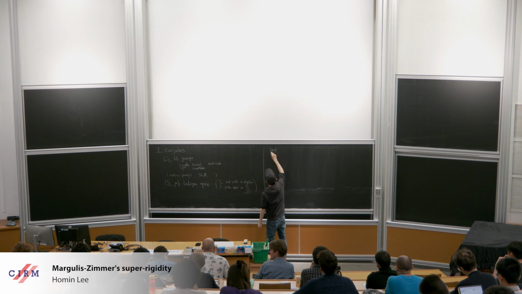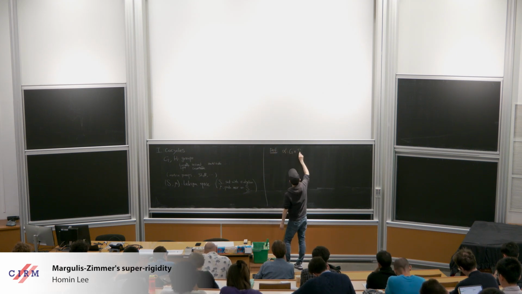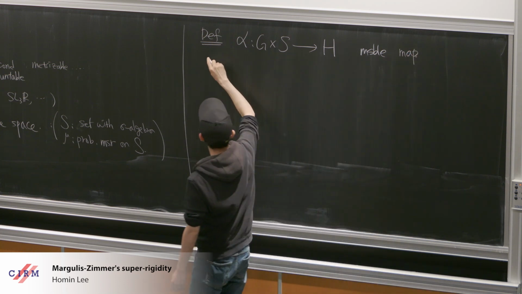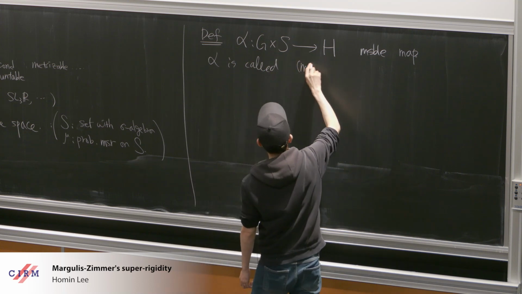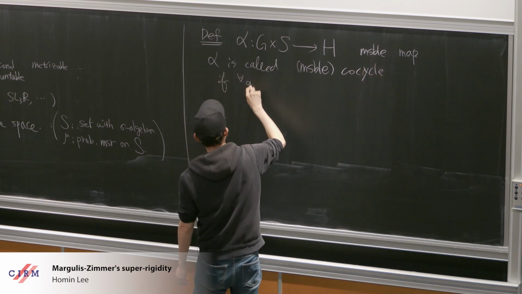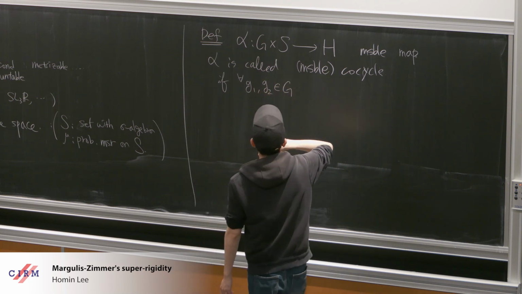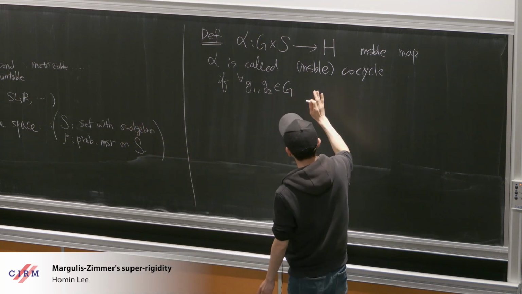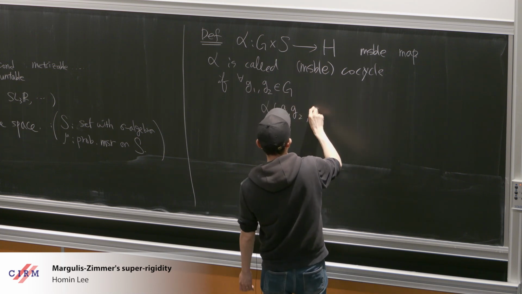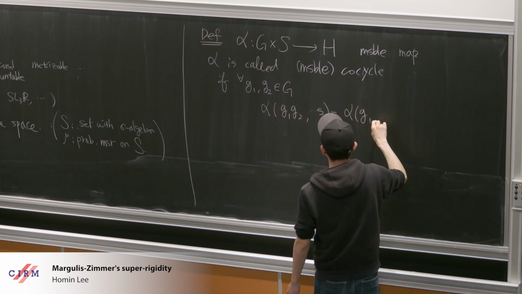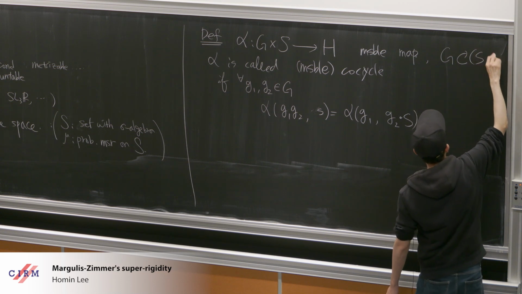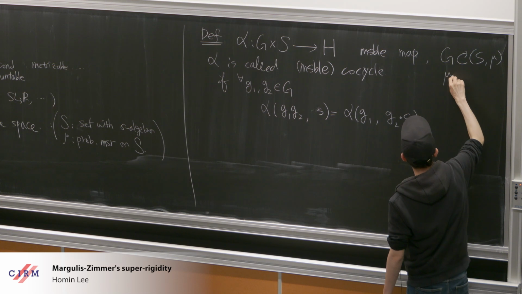So now I want to give you the definition. Let alpha be a measurable map from G times S to H. Alpha is called a measurable cocycle if for all G1 and G2 in G, let me write down the statement and then say more: alpha of G1 G2 comma S is the same as alpha of G1 comma G2 dot S times alpha of G2 comma S. And now I need one more assumption, where G is acting on S, mu by, let's say, measure preserving action, or mu is G quasi-invariant.